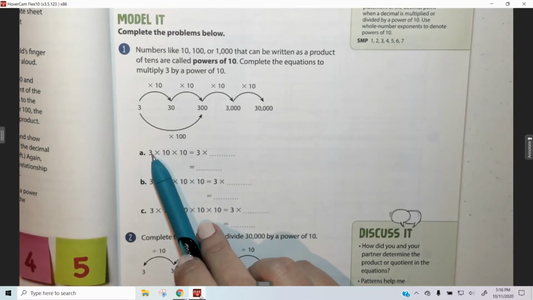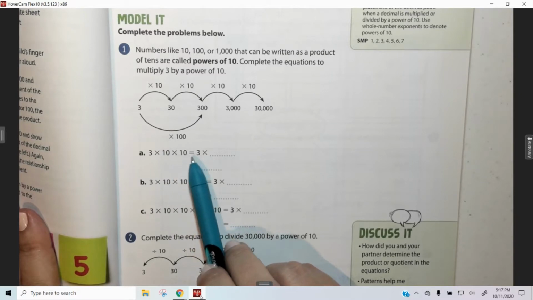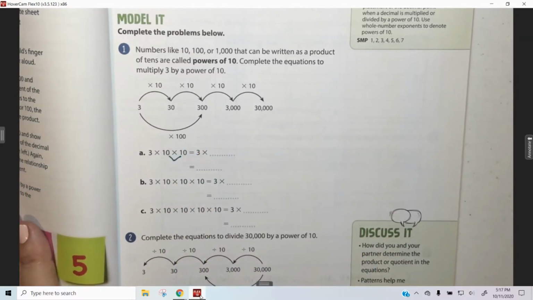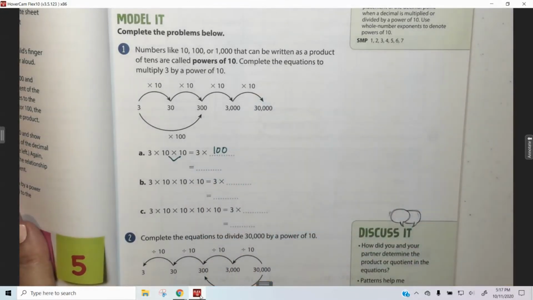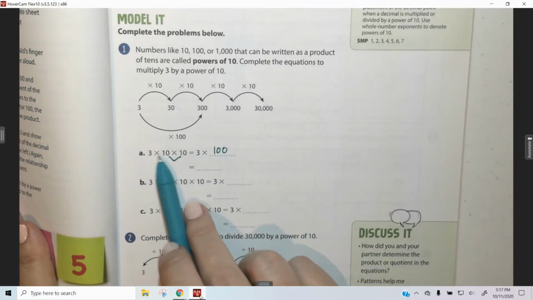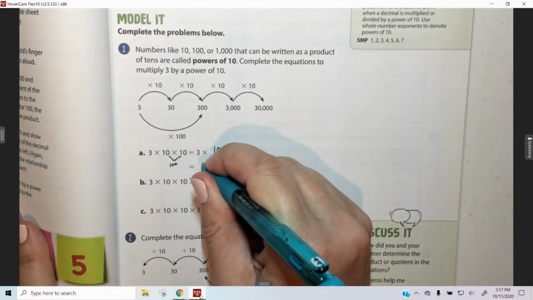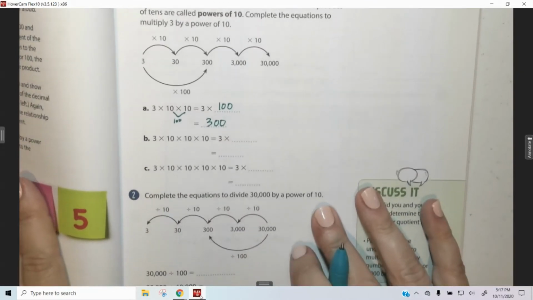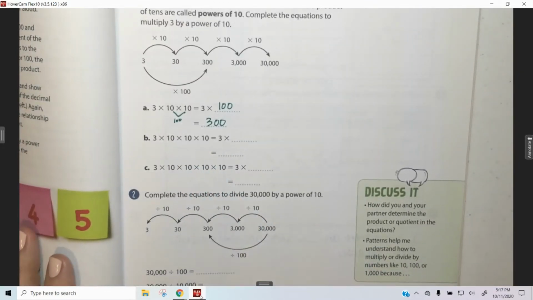So when we look at this, to break this down, we would say 3 times 10 times 10 equals, if we just want to figure out what is that 10 times 10, well, we know that 10 times 10 is 100. So then 3 times 100 is equal to 300. I want you to pause the video and do letters B and C.